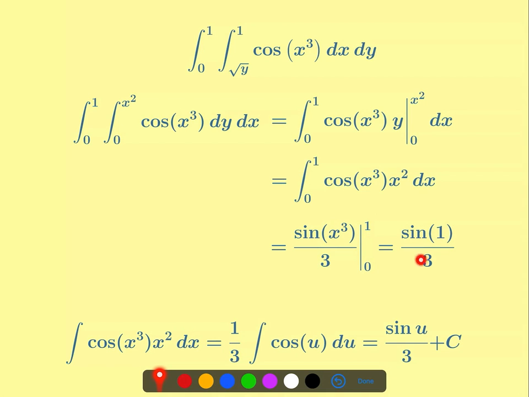At 0, sine is 0, so it's just sine of 1 over 3. And that is the value then of this double integral we started with. It's sine of 1 over 3, and we did that by, again, switching the order of integration.